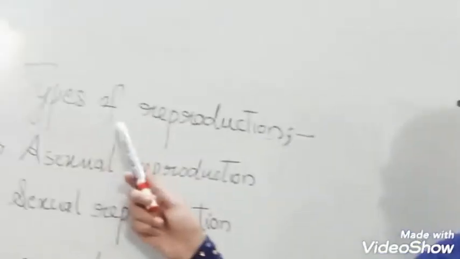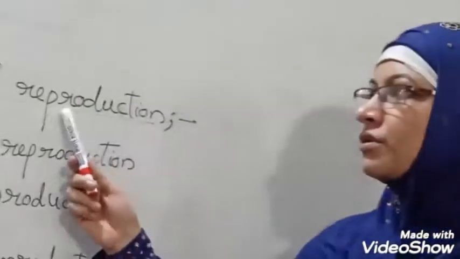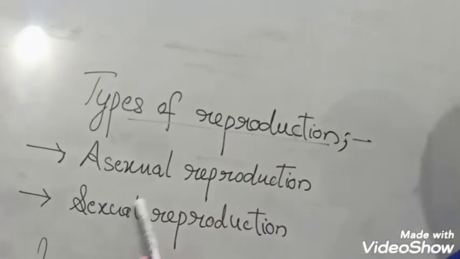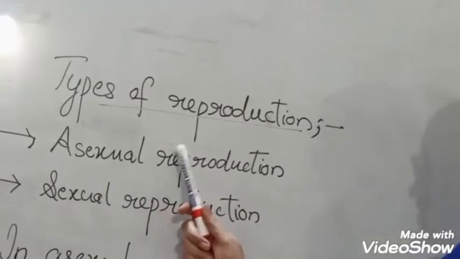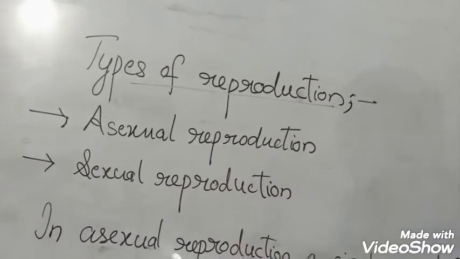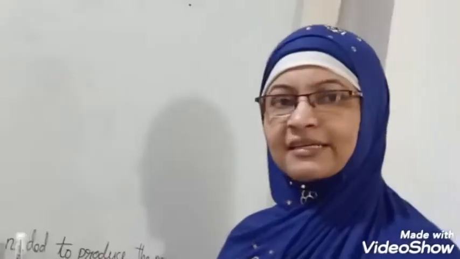I am Ma'am Abrar Jahan here, and today we are going to discuss the second part of how do organisms reproduce, class 10 biology, about types of reproduction. So there are basically two types of reproduction: asexual reproduction and sexual reproduction. Now what is this asexual reproduction? In asexual reproduction, a single parent is needed to produce the new organisms.